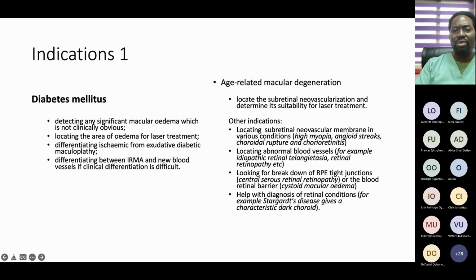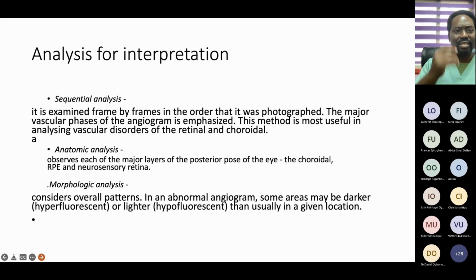Other indications are locating subretinal choroidal membranes, locating abnormal vessels, locating the breakdown of RPE, and helping the diagnosis of other disorders like inherited Stargardt's disease.